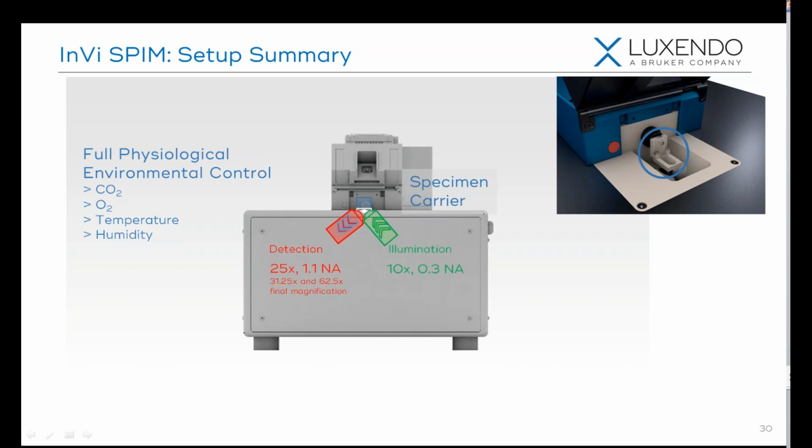Additionally, with the sample chamber highlighted in the upper right corner, we have full environmental control to be able to maintain these physiological conditions that these embryos like by being able to control CO2, O2, temperature, and humidity, and the stability to do this over days. And I do want to point out this is a very high resolution and high speed light sheet, capable of achieving resolutions on the order of 270 nanometers with approximately 160 frames a second.